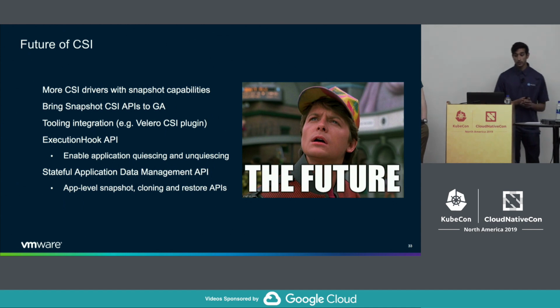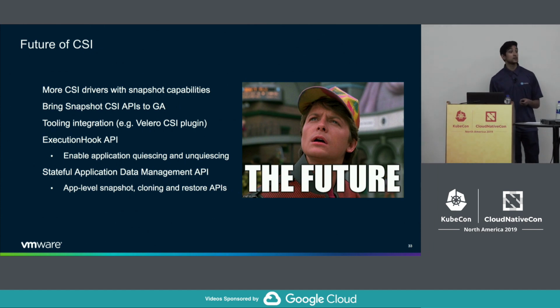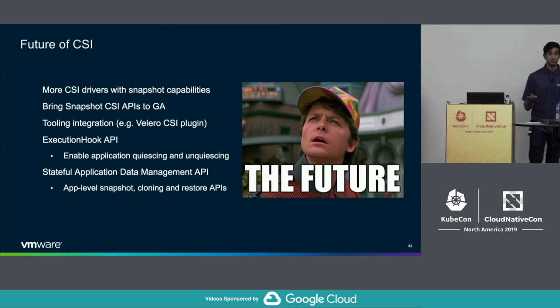Well, clearly one area that we see growing, especially as Kubernetes moves current storage providers out of tree and migrates to CSI, is more CSI drivers with snapshot capabilities. Additionally, we need to take the snapshot CSI APIs that are currently there and bring them to GA. So we just released beta, but we need to keep iterating on those and bring them to GA.